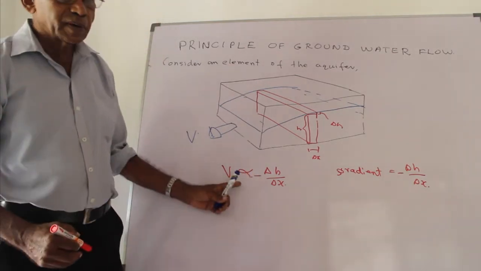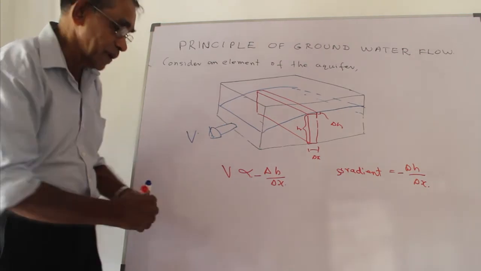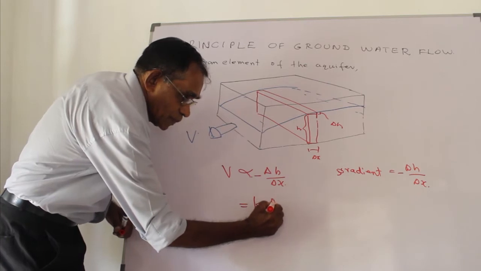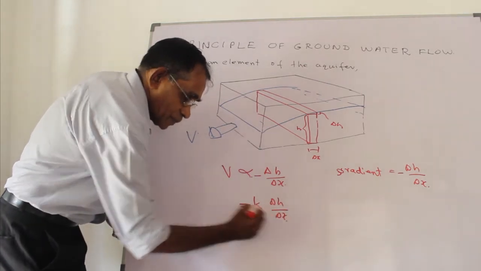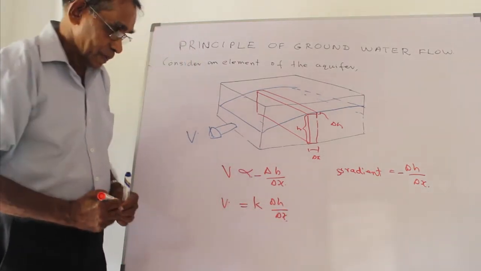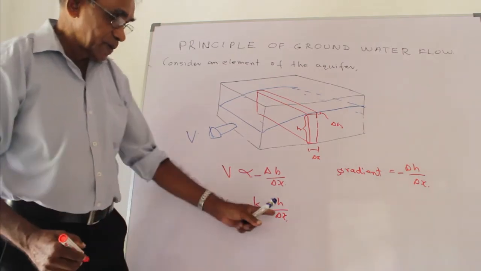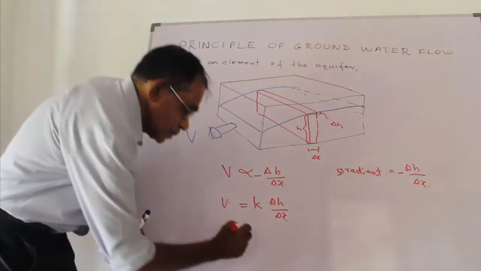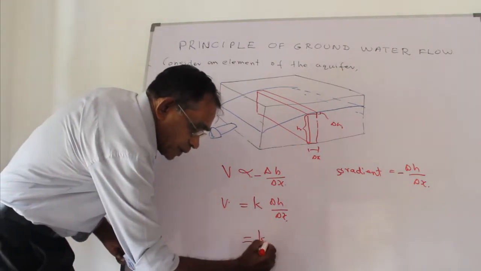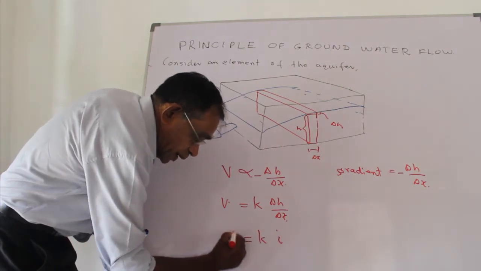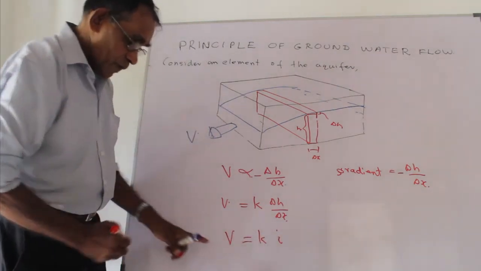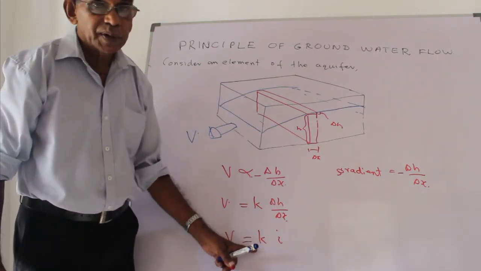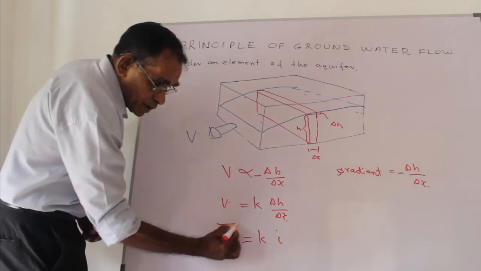Now we can remove this proportional sign with the equal sign, putting a constant k. And you can replace this delta h over delta x with the symbol i. We rewrite it again as V is equal to K i, where V is the velocity of flow, i is the hydraulic gradient, and K is another constant here. We call this the Darcy's law.